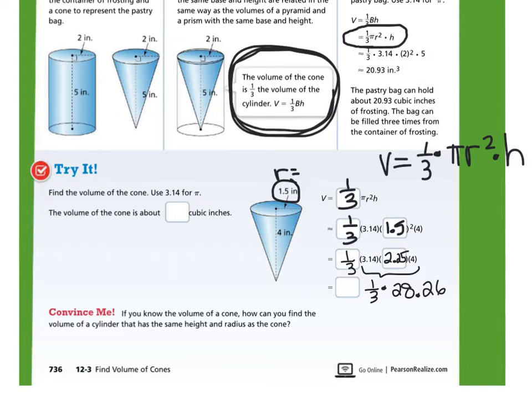26/100. Now, remember, multiplying that by 1/3 means to take that number and divide by 3. And when you do that, you get 9 42/100. So that's what should have gone in that box here. And in this case, we're talking about inches, so the volume of that cone is 9 42/100 inches cubed.